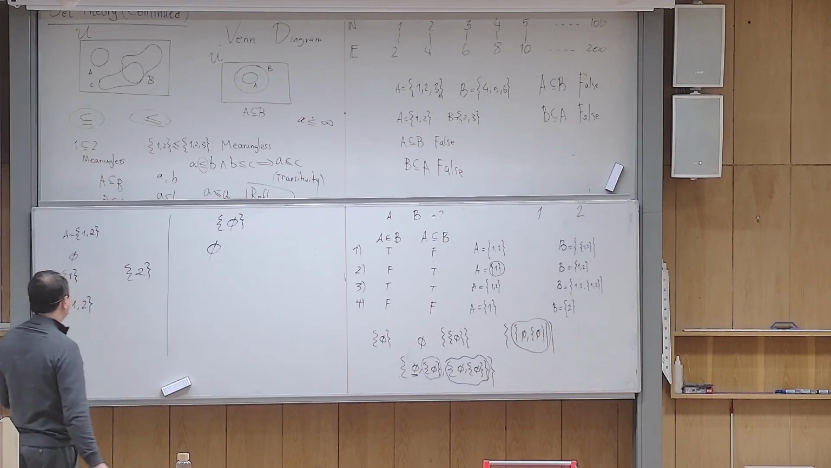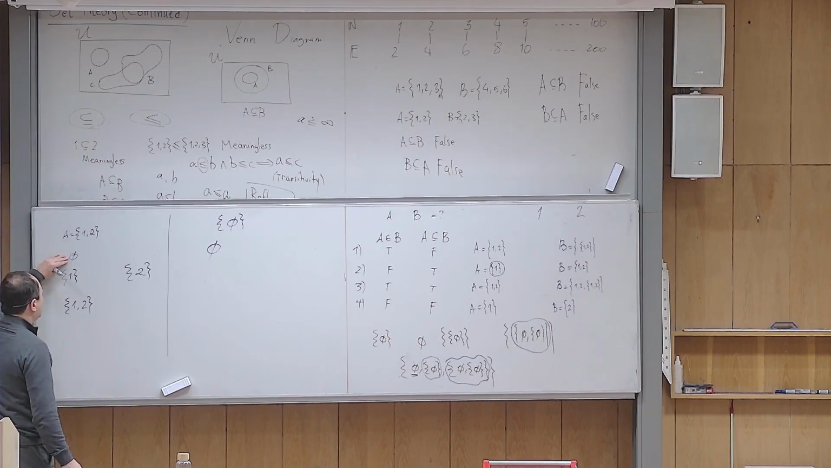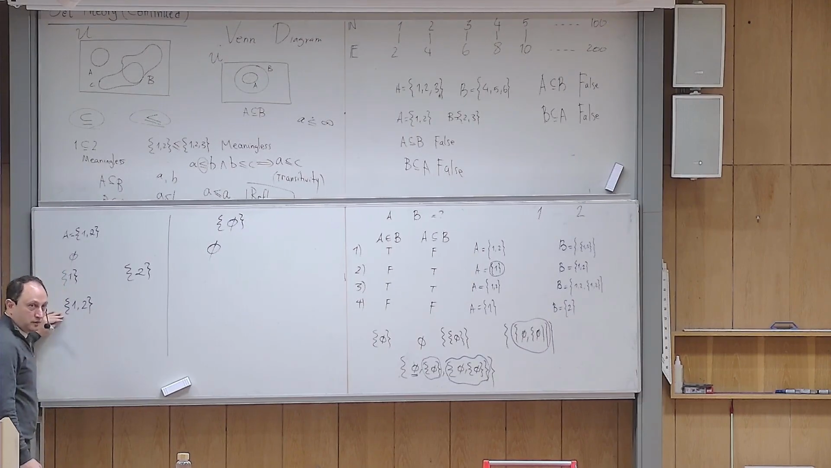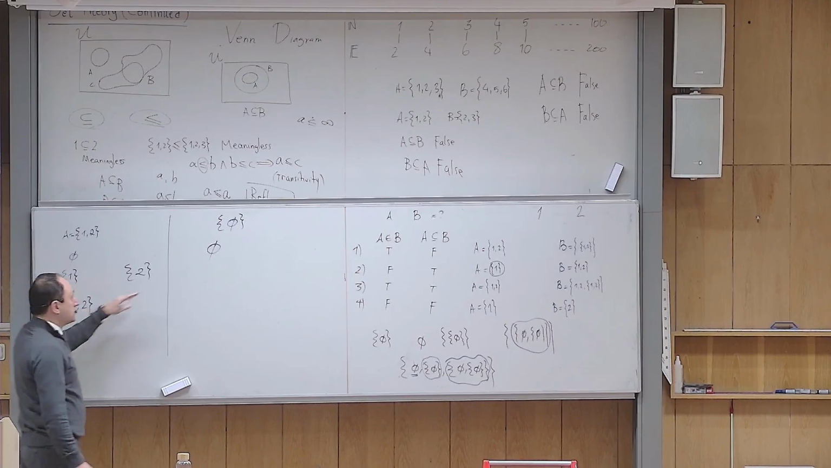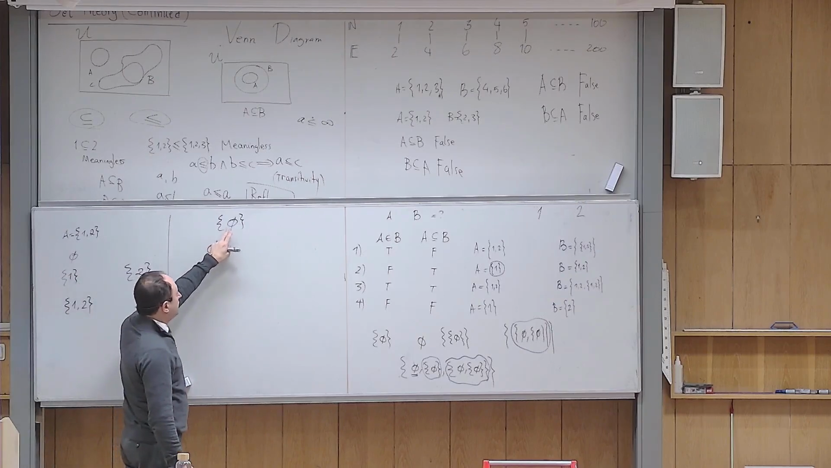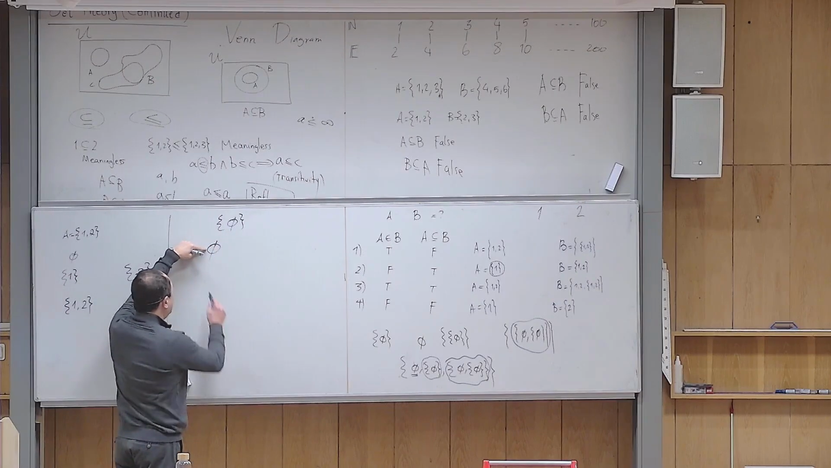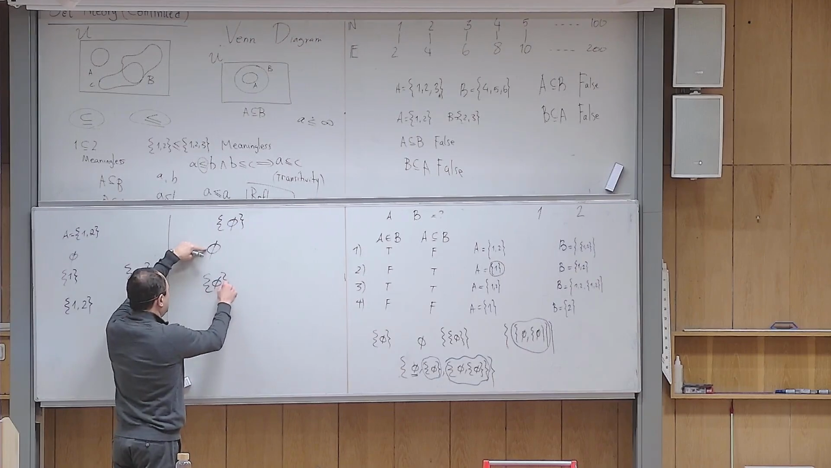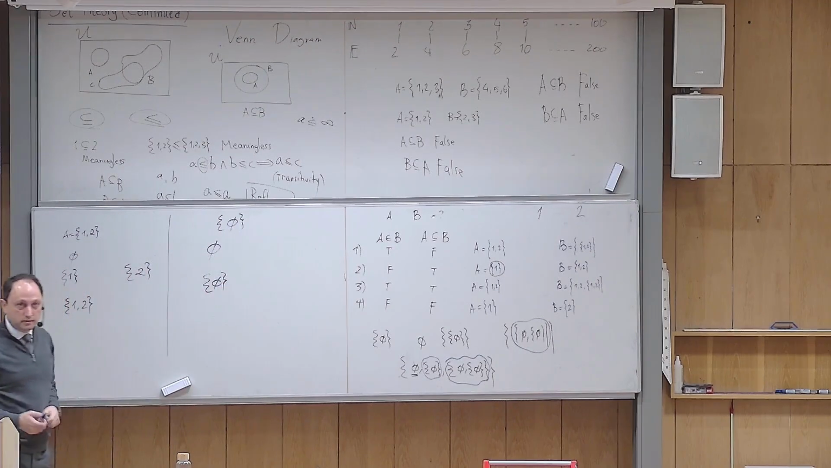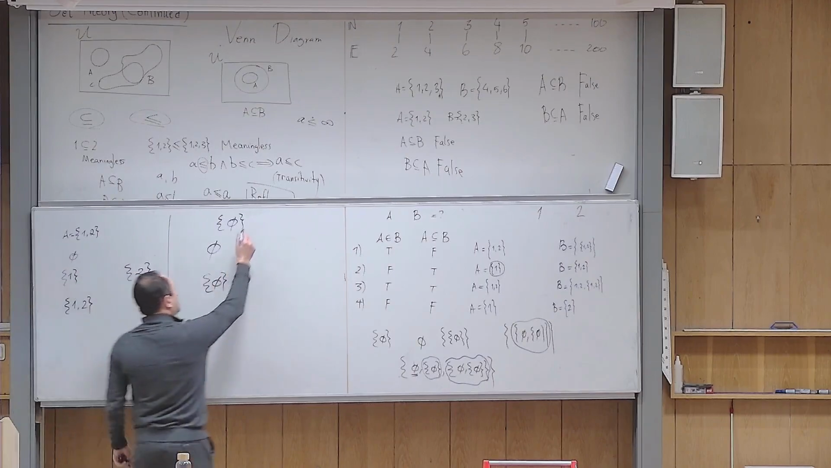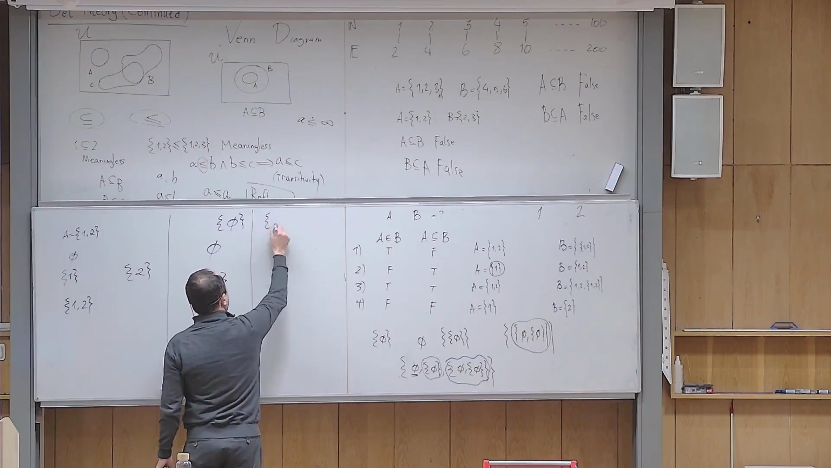And of course it is clear, because I always start my list with the empty set, and I will always end up with the set itself. So the subsets of this set are this one and the set itself. These are the subsets. Okay, let me make it a little bit better. So what about this one?